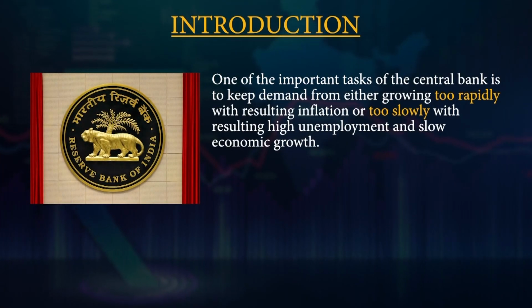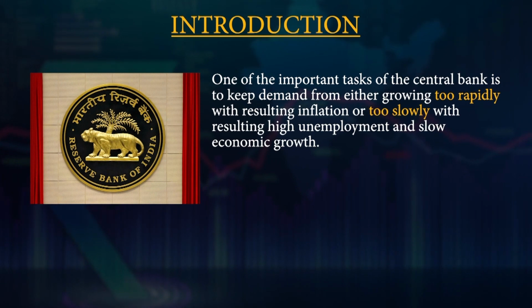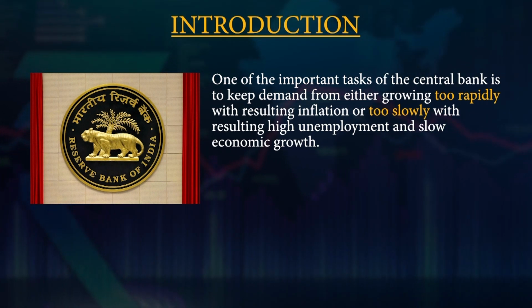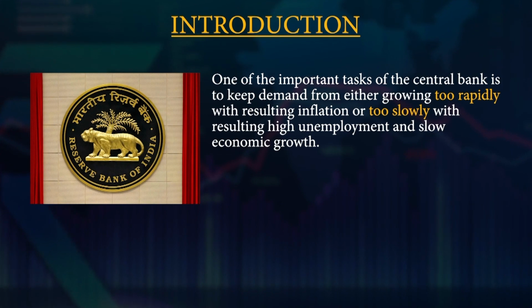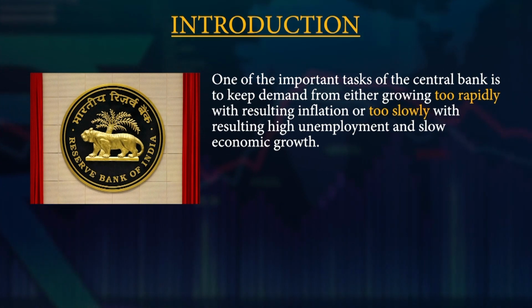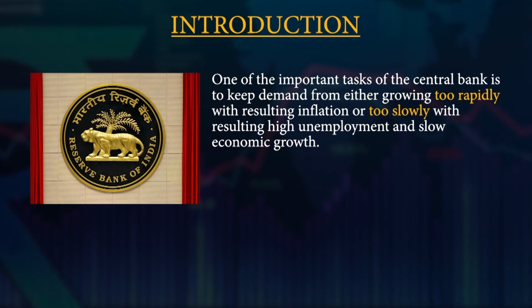One of the most important tasks of the central bank, that is the RBI, is to keep demand from either growing too rapidly with resulting inflation or too slowly with resulting high unemployment and slow economic growth. Hence, policy should be adopted in such a way that leads to a stable growth in aggregate demand. This ultimately helps to achieve different macroeconomic goal variables in the economy.